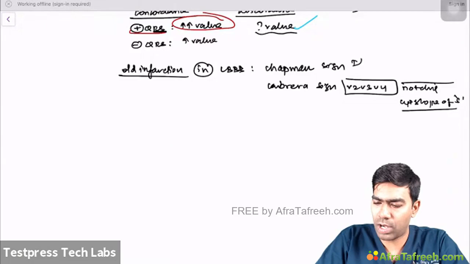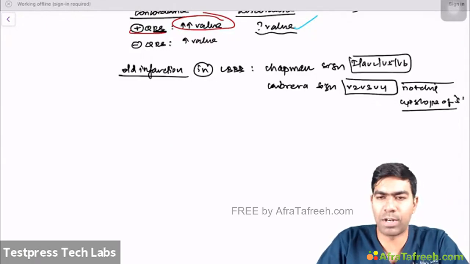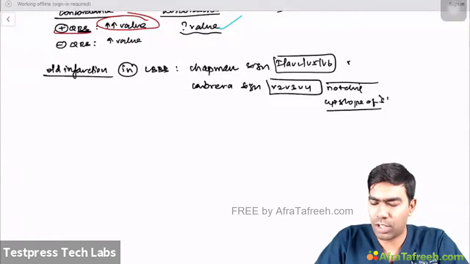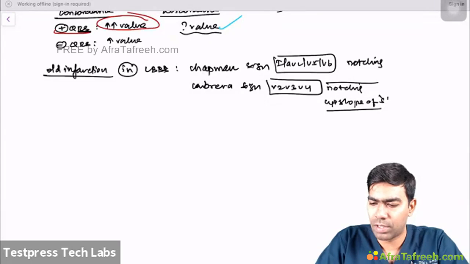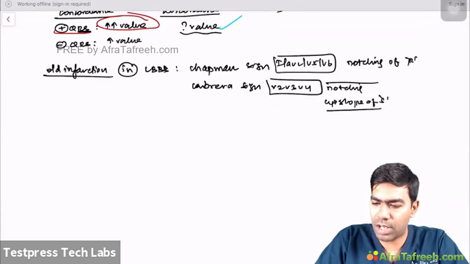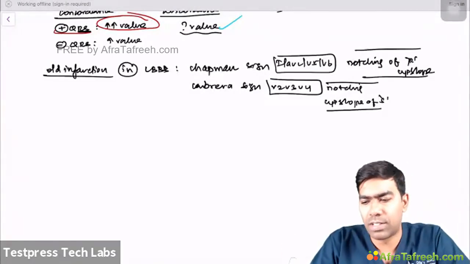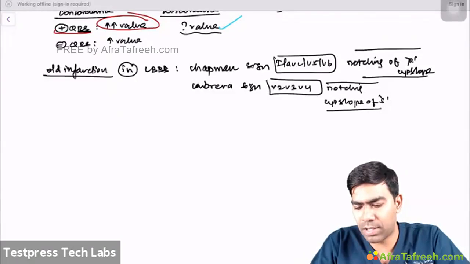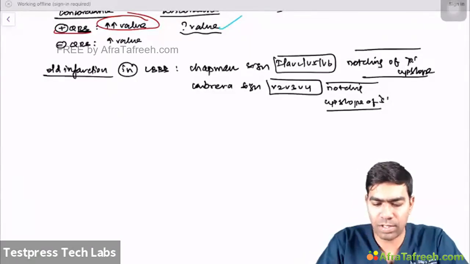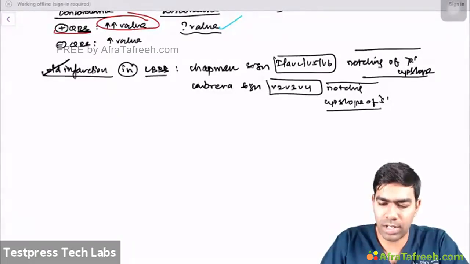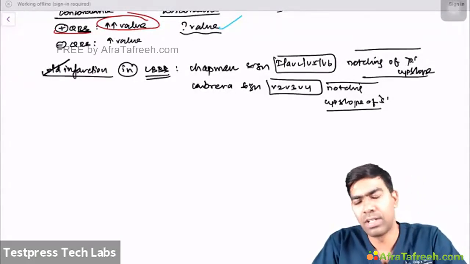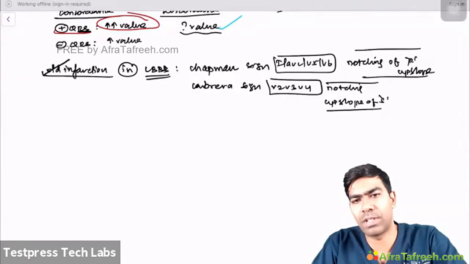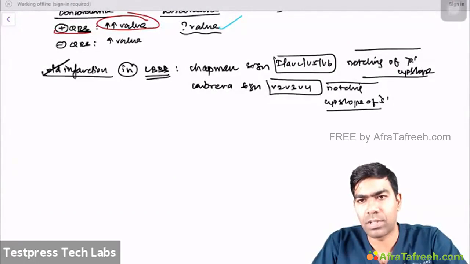Similarly, in 1, AVL, V5, V6, where you have to see a monophasic R wave in left bundle branch block, if you see notching of the R wave, that is the upslope of the R wave, that is a Chapman sign. So we know what is Cabrera sign and we know what is Chapman sign. This is how we identify old infarction in a patient who is already having a left bundle branch block. Clear? Are you understanding this?